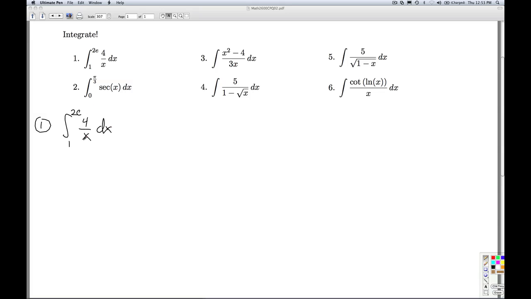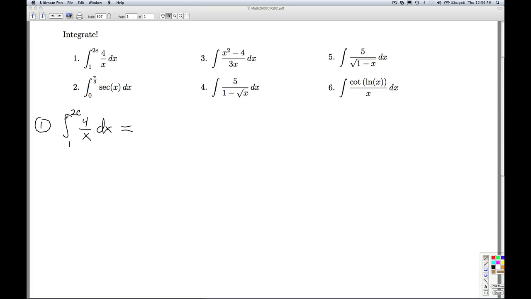Now before we get started, we want to check the function 4 over x has a big problem at x equals 0. We have to make sure that we're not integrating through that discontinuity, and in fact we're not, because 1 is certainly far enough away from 0. And remember, the number e is roughly 2.78-ish, so 2 times e is going to be bigger than 1, and so we're integrating on an interval where our integrand is continuous. That means we can use the fundamental theorem of calculus.